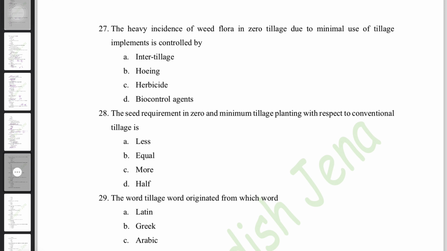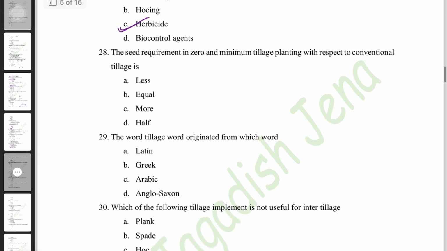Next question. The heavy incidence of weed flora in zero tillage due to minimal use of tillage implements is controlled by? We just discussed that after the introduction of paraquat, glyphosate and all these herbicides, there was an increase in zero tillage and minimum tillage. So the right answer will be herbicide.